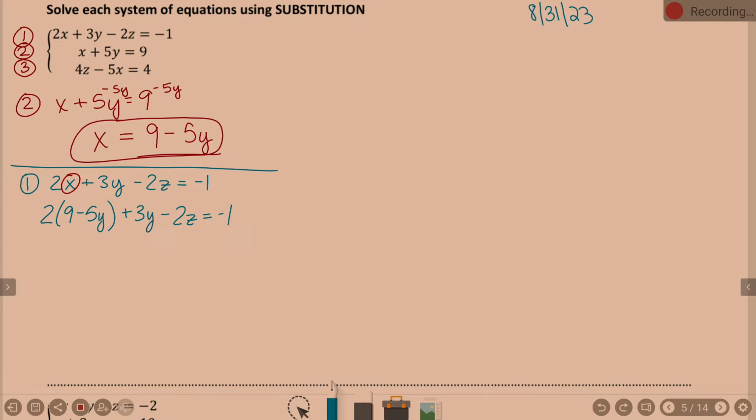From here, I want to solve this equation. I want to clean it up, have variables on the left, numbers on the right. So of course, we're going to take that 2 and distribute. 18 minus 10y plus 3y minus 2z equals negative 1. If I want variables on the left and numbers on the right, there's two things that can happen here. What are those?